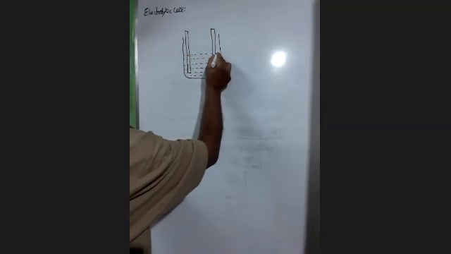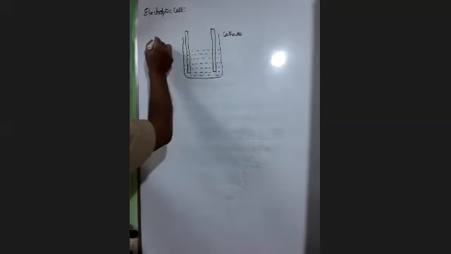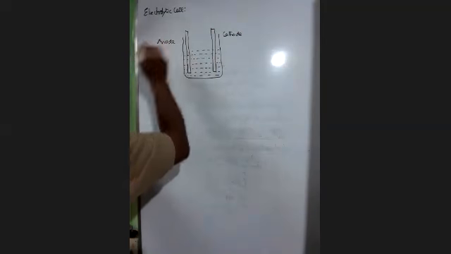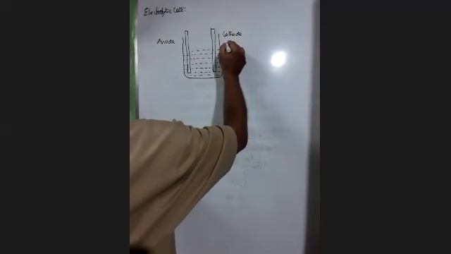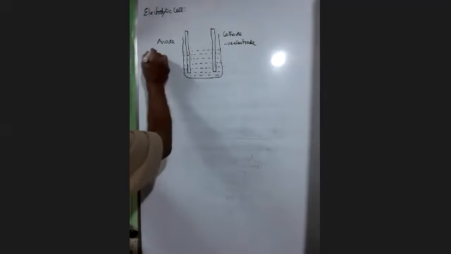Now, the electrolytes. By convention, on the right hand side we write the cathode, and on the left hand side we write the anode. We know what is called the cathode: the electrode to which the cations migrate. Migration of ions always takes place to the oppositely charged electrode. So cations carry positive charge, so the cathode is negative. And at the anode, anions migrate, so it has to be positive.